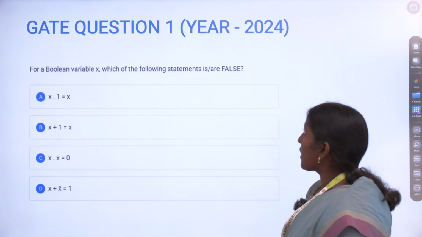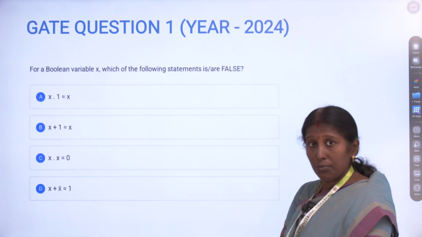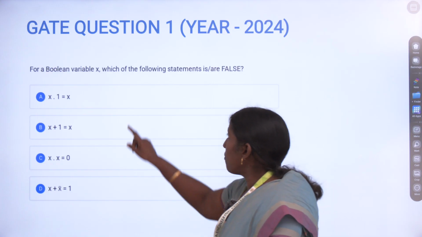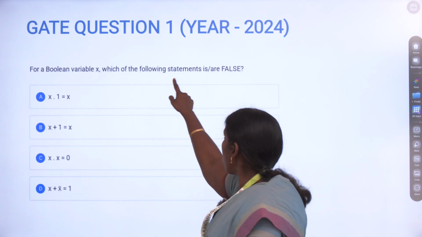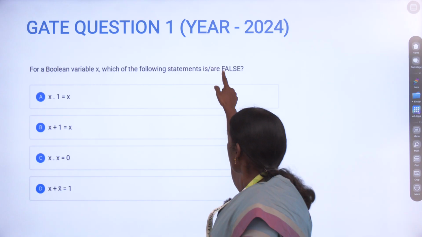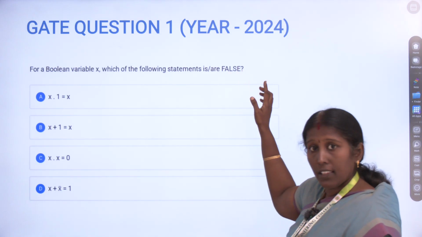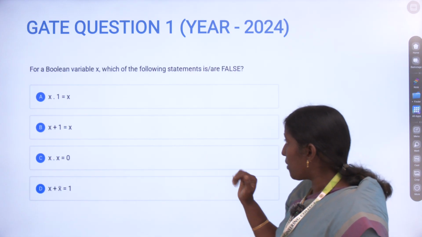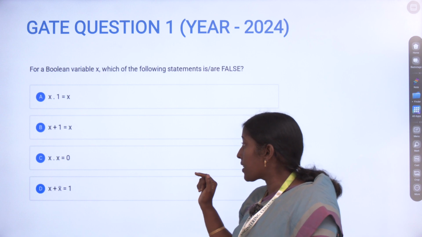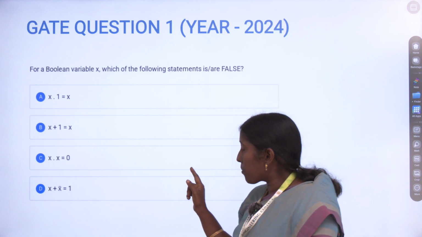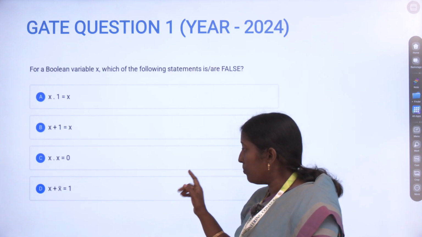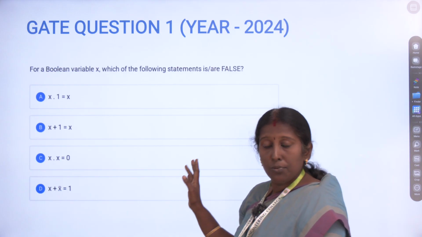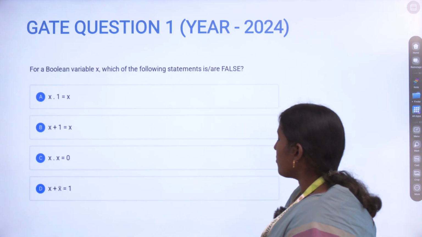Let us go with the first GATE question, which is asked in the year 2024. The question is, for a Boolean variable x, which of the following statements is false? They have given 4 options. A option is x dot 1 equal to x, B option is x plus 1 equal to x, C option is x dot x is equal to 0, D option is x plus x bar is equal to 1. Let us check which option is false.